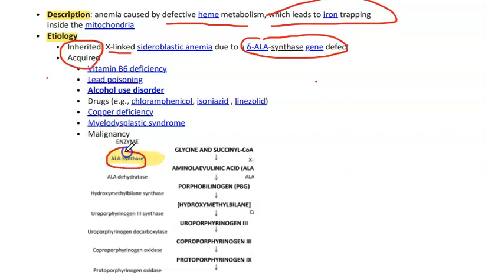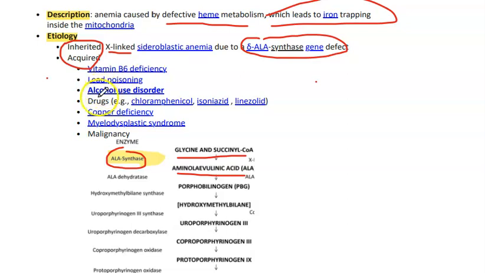Aminolevulinic acid synthase enzyme is involved in the conversion of glycine and succinyl-CoA to aminolevulinic acid. So the heme synthesis is impaired. Okay, this was the inherited type and we also have the acquired type. The acquired type is due to vitamin B6 deficiency. Vitamin B6 is a coenzyme in the heme synthesis.